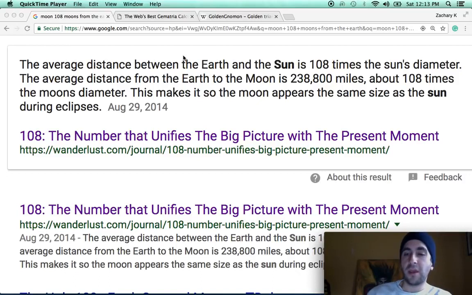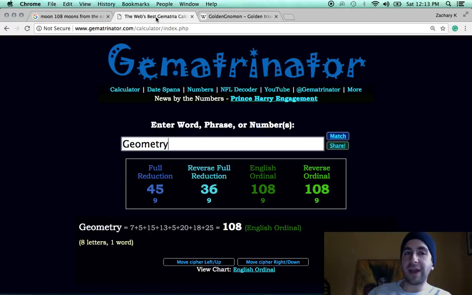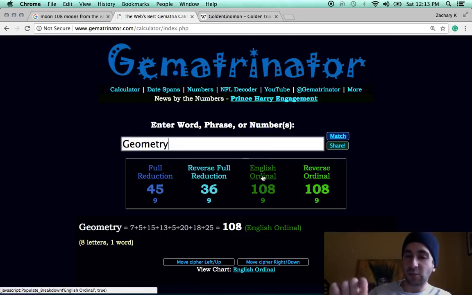And think about how in geometry you spend a lot of time drawing circles. Here we're talking about objects that orbit each other. And what's so fascinating is that the word geometry in the language of Gematria sums to 108 with the alphabetic order. This is A is 1, B is 2, C is 3, D is 4, up to Z, the 26th letter, which is 26.